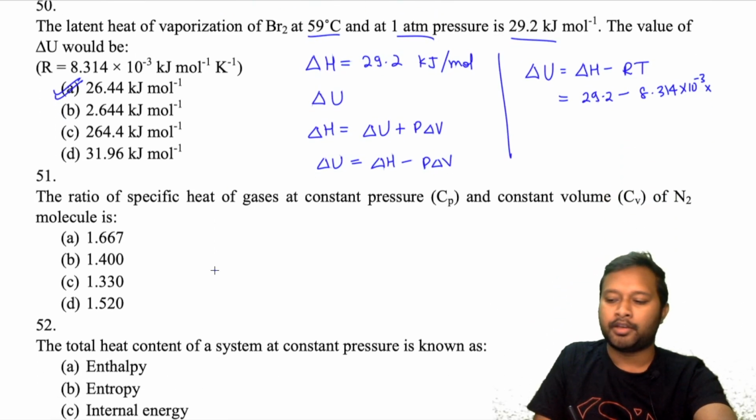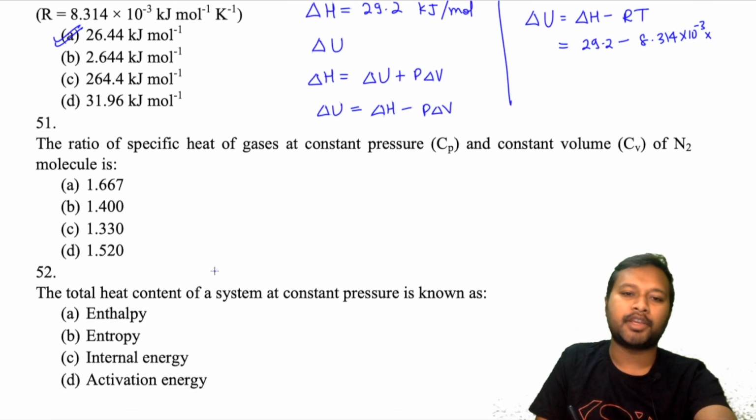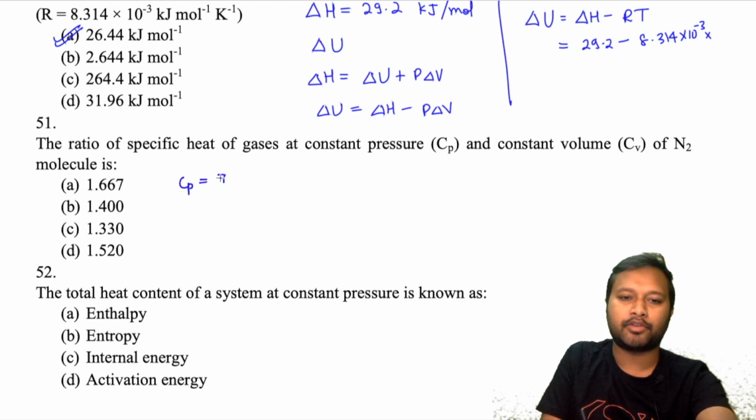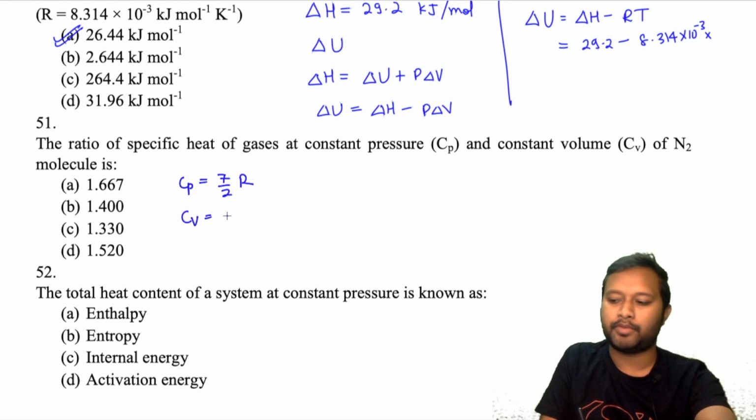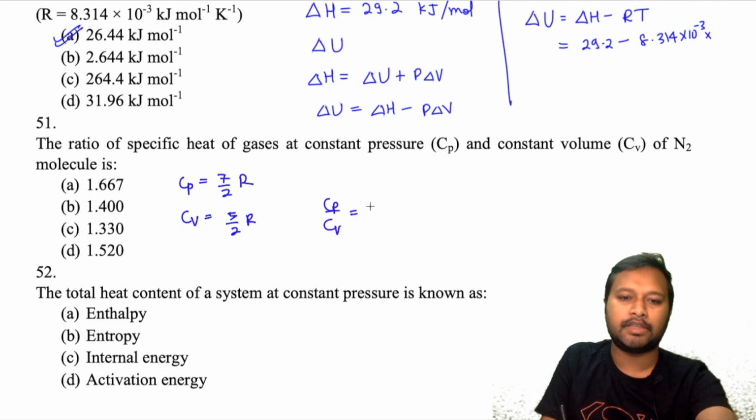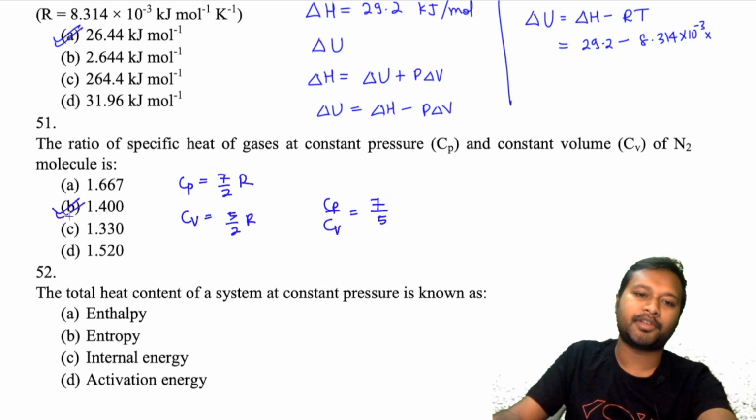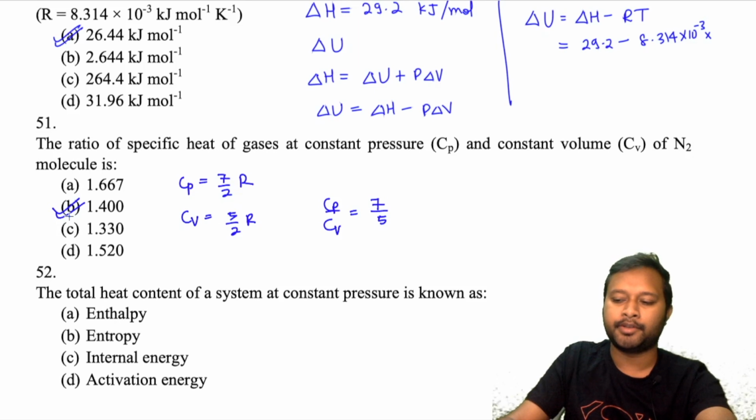The next question says the ratio of specific heats of gases at constant pressure and constant volume for an N2 molecule is. Now N2 is a diatomic molecule. For that, your value of Cp is going to be 7 upon 2 R, whereas the value of Cv is going to be 5 upon 2 R. Now the value of Cp upon Cv is going to be 7 upon 5. Divide that and your answer will be 1.4. So option number B is the correct option.